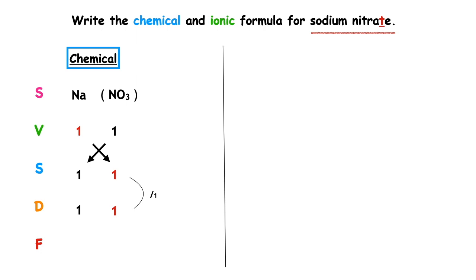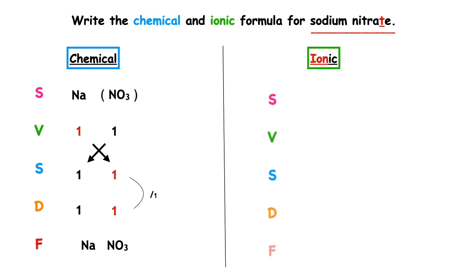We write down the symbol for sodium, which is Na. How many of those have we got? We've got 1. But we don't write ones in science, so we don't write any number directly after the symbol. Symbol for nitrate, bracket, NO3, close bracket. How many of those have we got? We've got 1. And again, we don't write the number directly after the chemical symbol. Because we've only got 1 nitrate, at this stage we can remove the brackets.